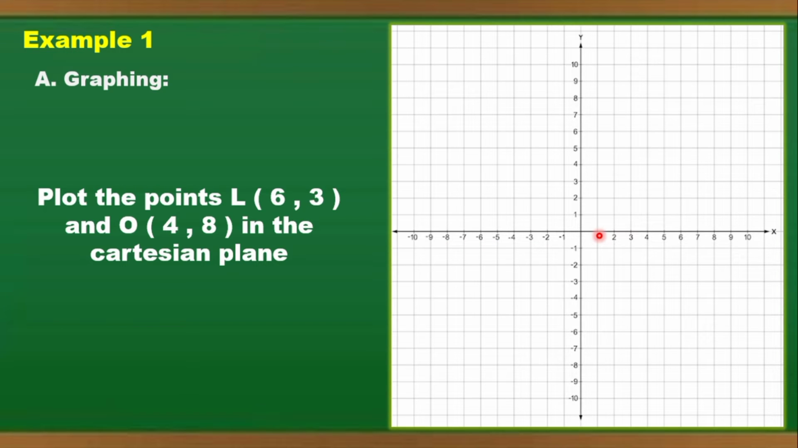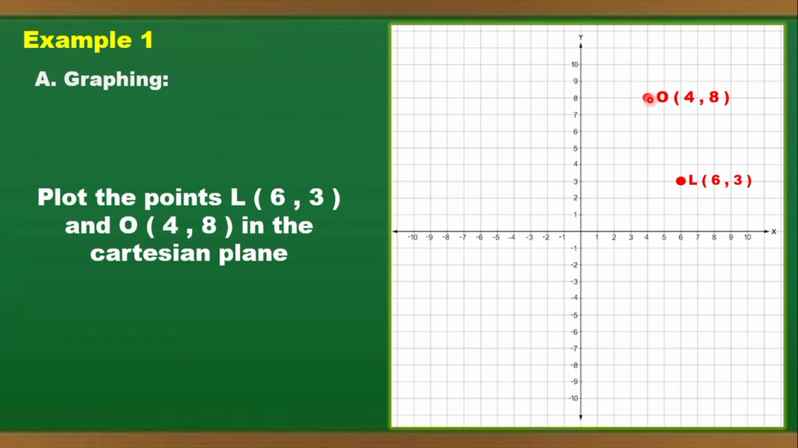Let's find the positive 6 on the x-axis: 1, 2, 3, 4, 5, 6. And let's find the positive 3 on the y-axis: 1, 2, 3. So the point L is here. And let's find point O. It is positive 4 on the x-axis and positive 8 on the y-axis: 1, 2, 3, 4, and 1, 2, 3, 4, 5, 6, 7, 8. So point O is here.